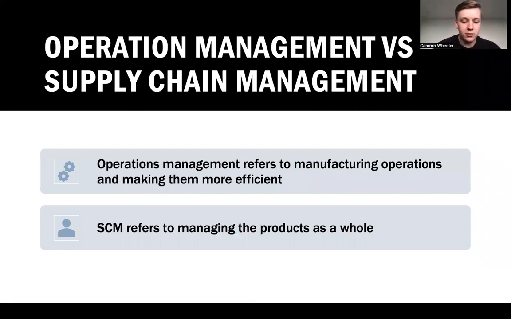So now that I've talked a little about both operations and supply management, I think it is important to differentiate the two because they both involve similar parts of the operations process. So operations management refers specifically to the managing of the manufacturing operations and making the processes run more efficiently and smoothly, which includes the input of raw materials into the output of final goods. Then supply chain management refers to the management of the products as a whole, such as planning out transportation, storage, and product flow, rather than how the products are made, like with operation management.